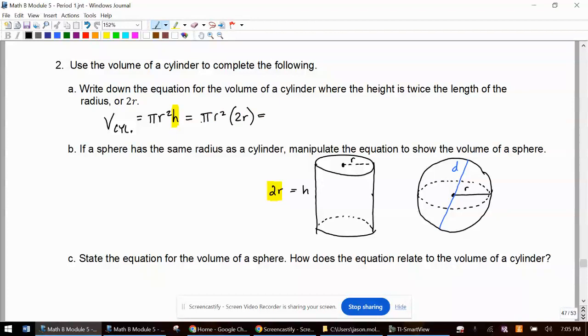And then we're going to multiply in any order that we want to. So maybe we'll bring the 2 out in front. We'll put the pi here. And then we have r squared times r, which is r cubed. All right, so now we have this modified formula for a cylinder. That's not the official formula, but we're going to use that to figure out what happens with a sphere. All right, and it says if a sphere has the same radius as the cylinder, we're going to manipulate the equation to show the volume of a sphere.